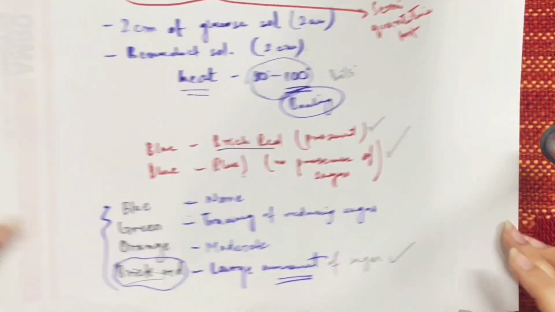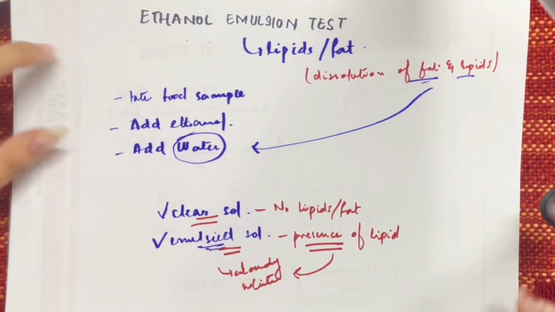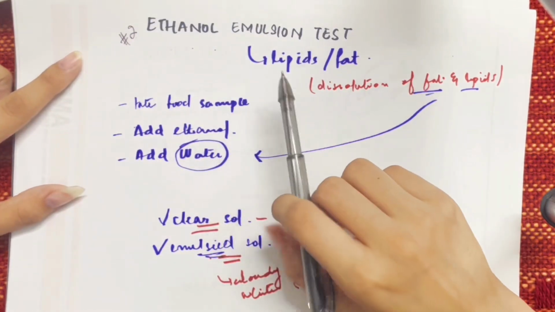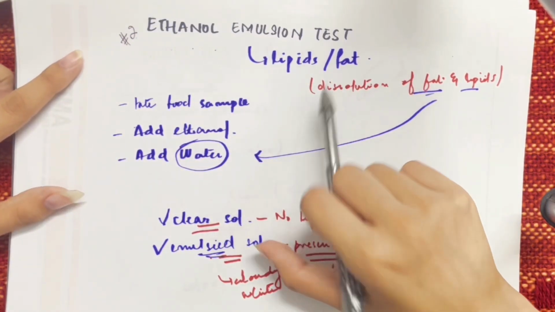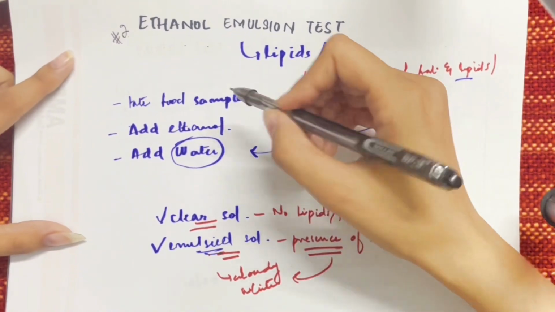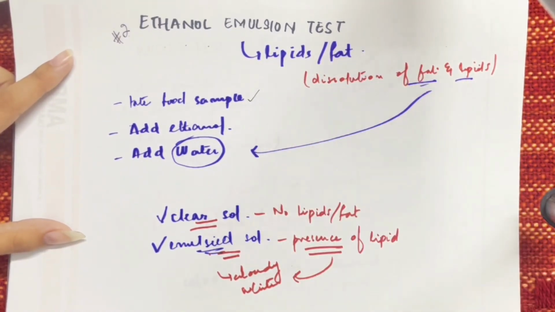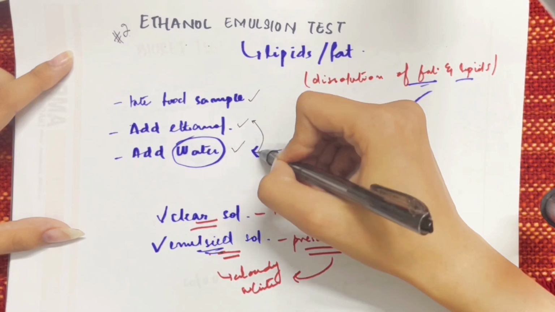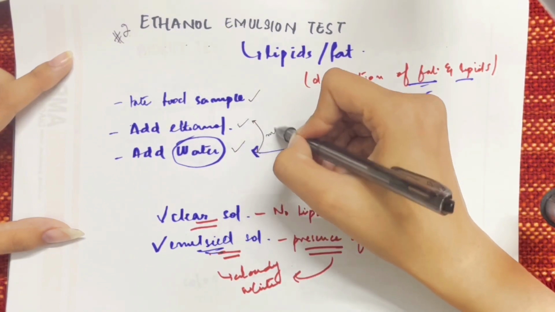Let's talk about another test. The next test is the ethanol emulsion test. This is the second test for biological molecules, related to lipids and fats and their dissolution. We take any food sample, whatever food you are eating, whether it is a biscuit, chips, or any store item. We add ethanol and then we add some amount of water. Do remember this: the amount of ethanol and water is similar in quantity.